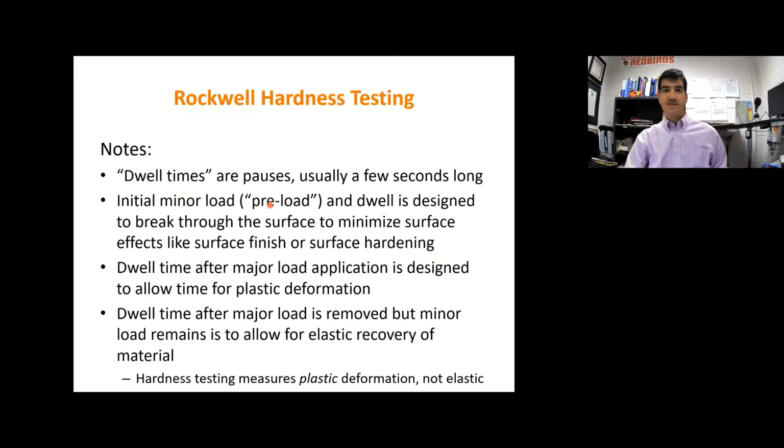All right, a few notes about this. I've said a lot of this stuff. Dwell times, those are pauses, a few seconds long. That initial minor load in the dwell, that's to break through the surface finish, because you're not trying to measure an effect, usually, of the surface treatment of the part. You're trying to measure the material property of the specimen. The hardness is the material property of the specimen. Then the dwell time after the major load, that gives it time to deform plastically. And then the dwell time after the major load is removed is to allow for elastic recovery of the material. And I emphasize here that hardness testing is designed to measure plastic deformation, not elastic deformation.